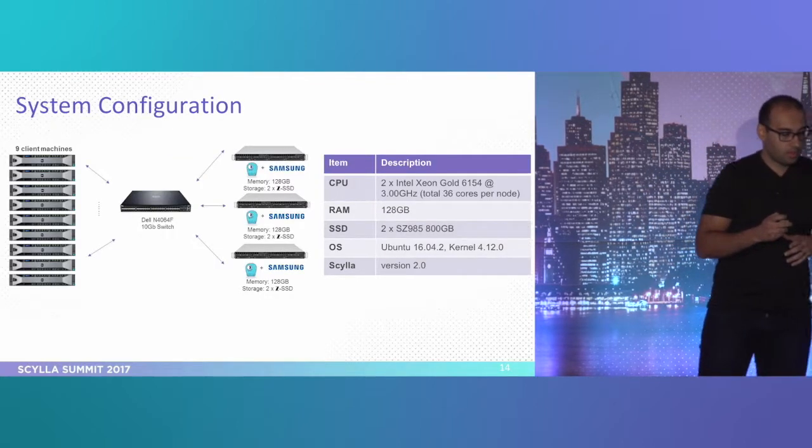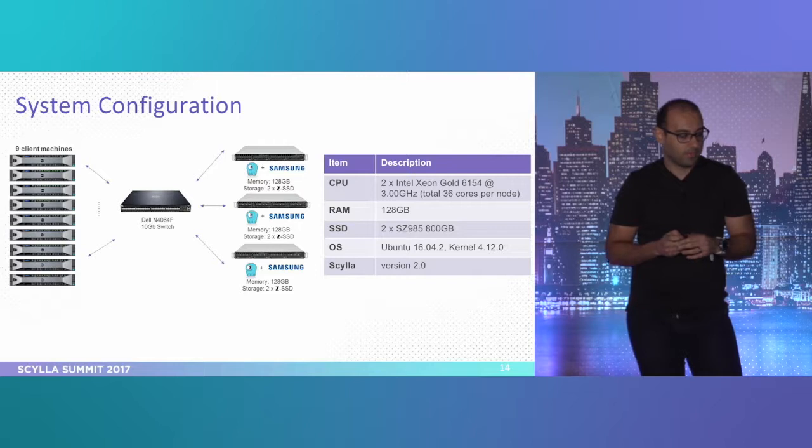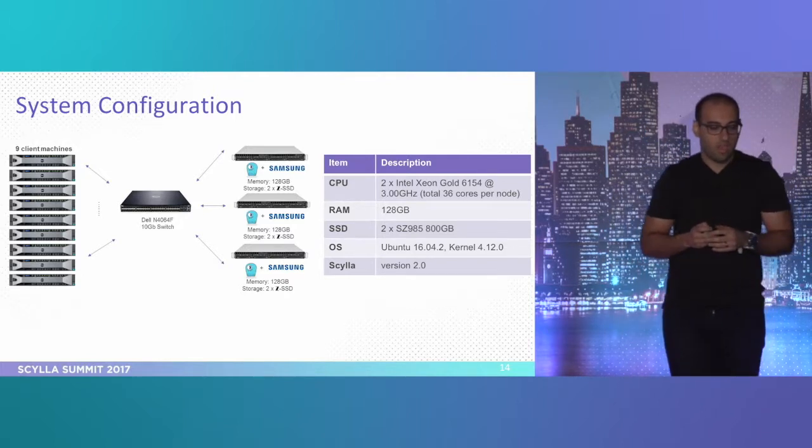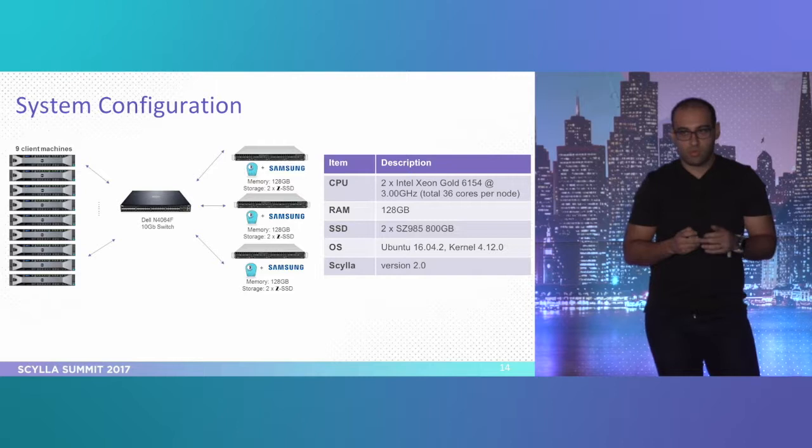And the system configuration for our experiment is we basically have 9 client machines, then 3 Scylla servers. These servers each have 2 Z-SSD, 128 gigabytes of RAM. The CPUs in these boxes are all dual socket Intel Xeon Gold 6154, which are the Skylake machines. And there are 36 cores per node. Each node is running Scylla version 2, and the OS running on them is Ubuntu 16.04, kernel 4.12.